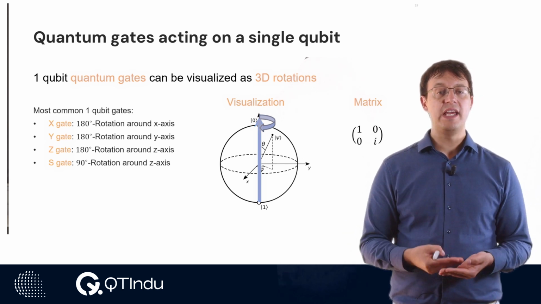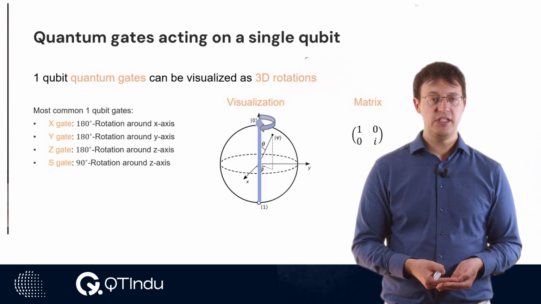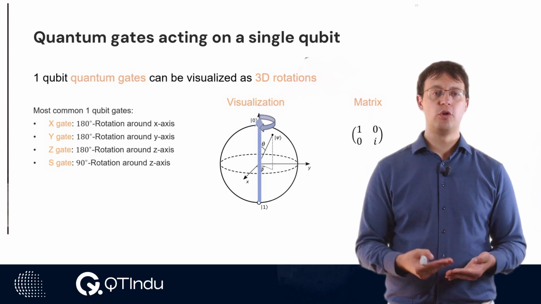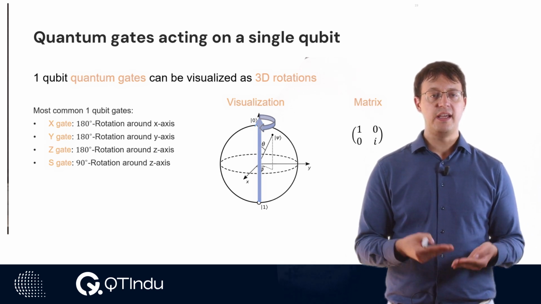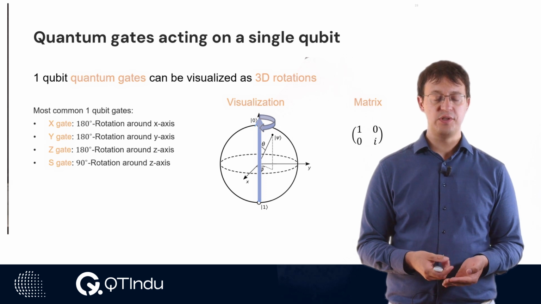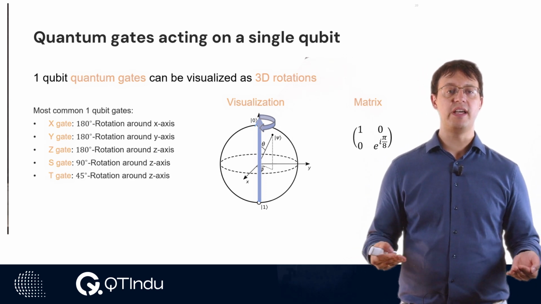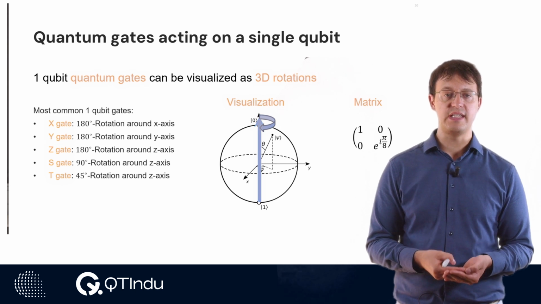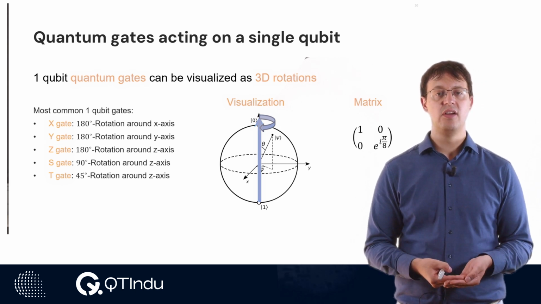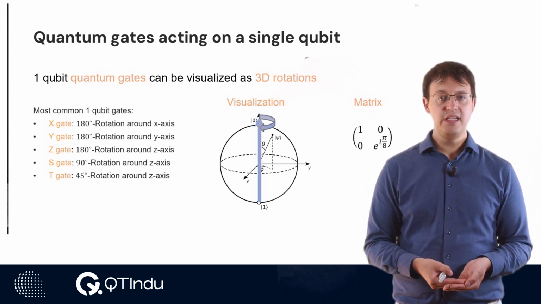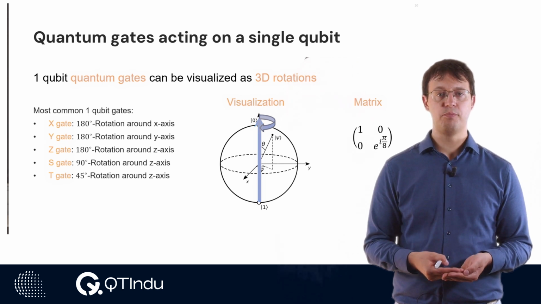However, to get universal quantum computing, we need to add one more gate to this set. The most commonly added gate to the set is the so-called T gate. The T gate is a 45-degree rotation around the Z axis and is given by 1, 0, 0, e to the i pi divided by 8.